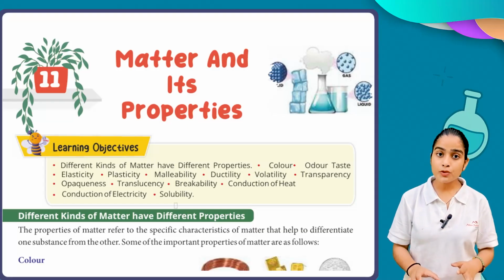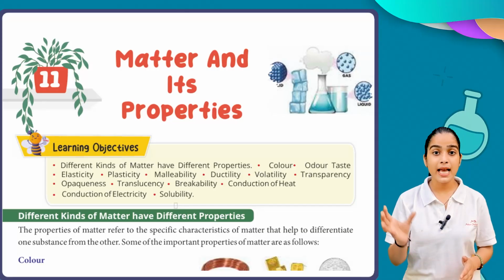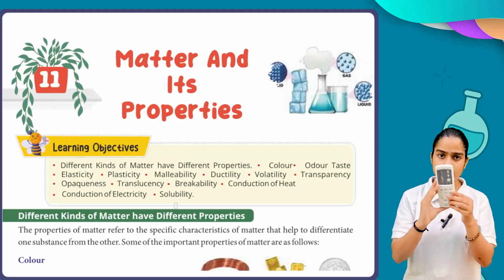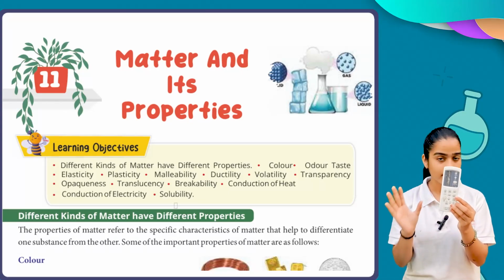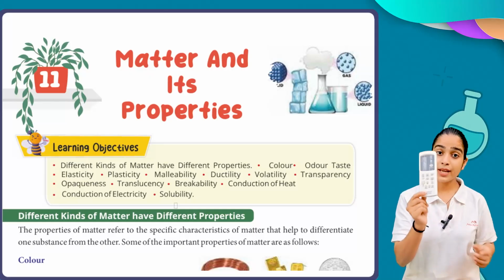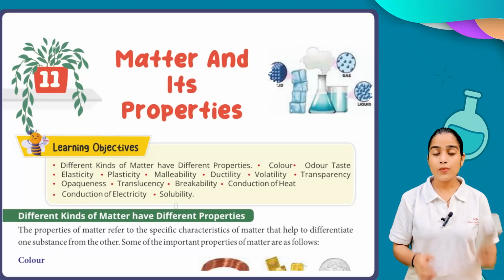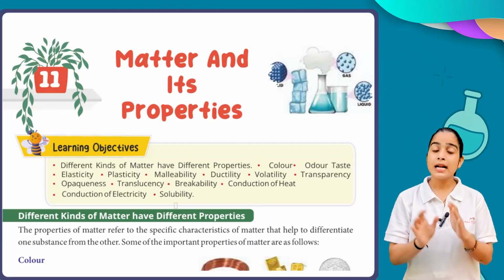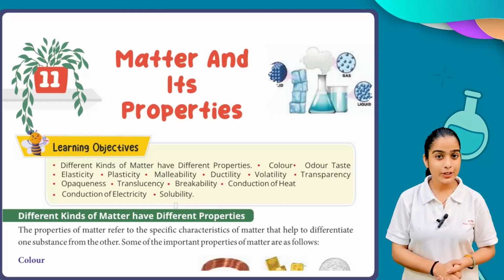Anything which occupies space and has mass is matter. For example, this is an AC remote. If we place it anywhere, it occupies some space, right? And when I weigh this, it has mass also, meaning weight also. So when any object occupies a particular space and has a particular mass, that is referred to as matter. Now students, we go deeper.